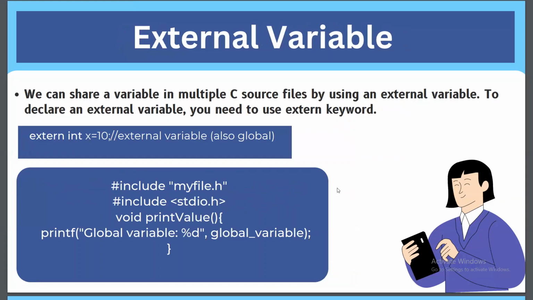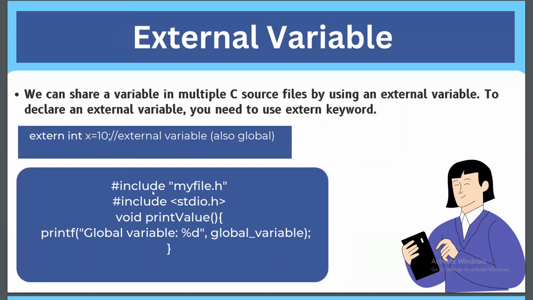So next is the external variable. We can share a variable in multiple C source files by using an external variable. To declare an external variable, you need to use the extern keyword. So we can share a variable in multiple C source files using this external variable. The syntax of an external variable is extern int x equals 10. This is the basic syntax of an external variable, which is also called global, as we can share this variable in multiple C source files.